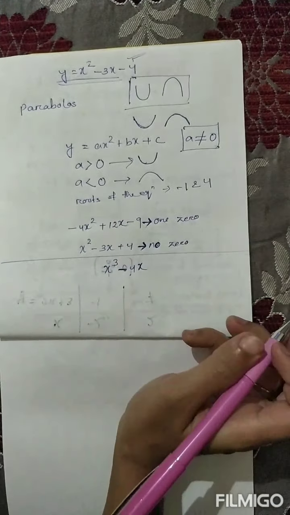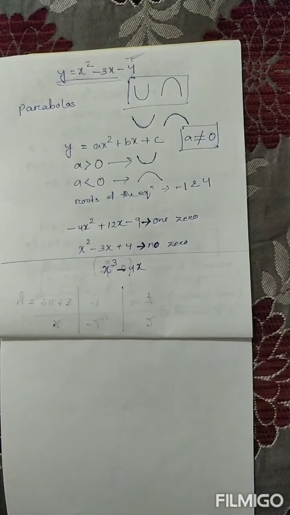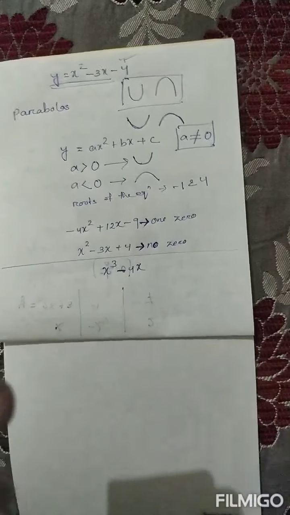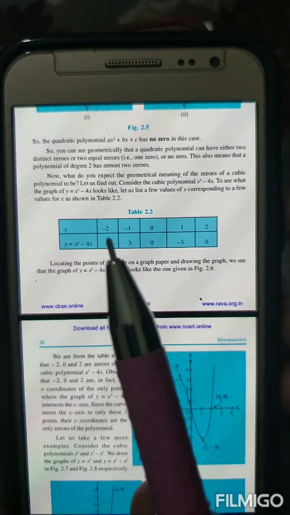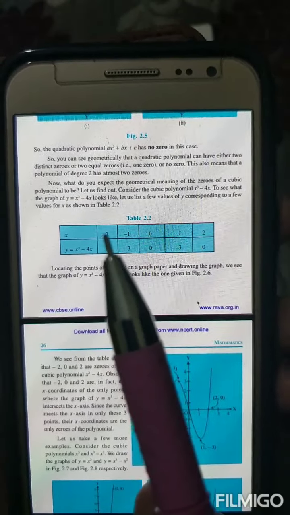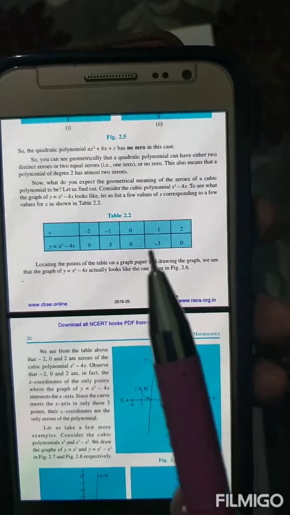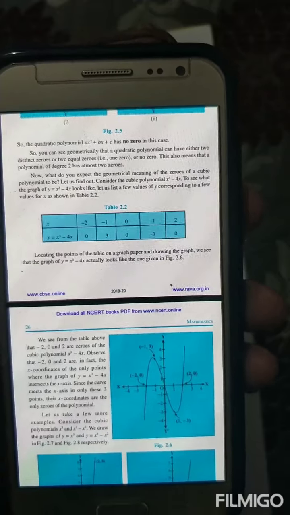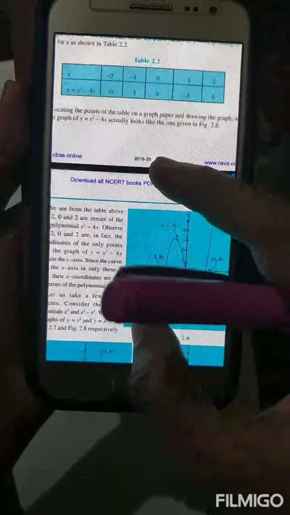Clear? x cube minus 4x. For this, there is a table I am showing you here. This table is taken. For x, 5 values have been taken, and for y there are 5 values. Now we will plot the graph.